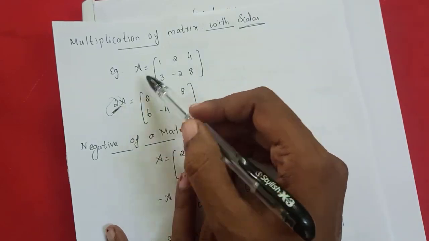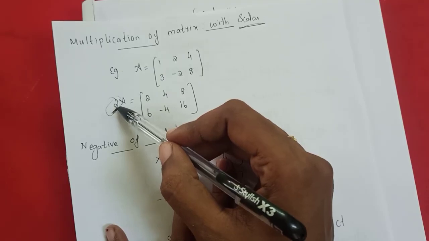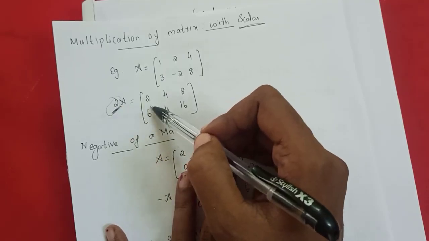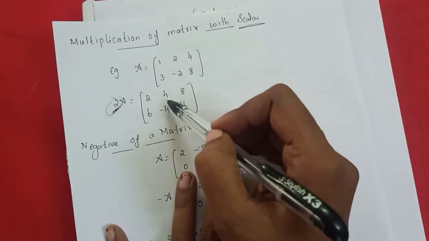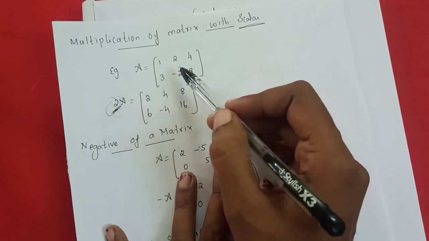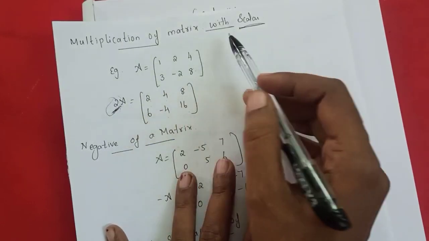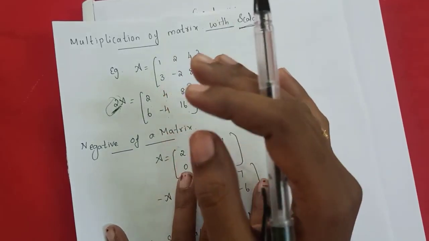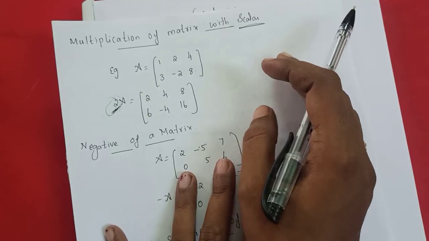If A is given and you need to find 2A, what do you need to do? Each and every element you need to multiply with 2. So see, 2 into 1, 2. 2 into 2, 4. 2 into 4, 8. 2 into 3, 6. 2 into minus 2, minus 4. 2 into 8, 16. So how do we multiply with a scalar? Each and every term you need to multiply by that particular constant. Understand, students?